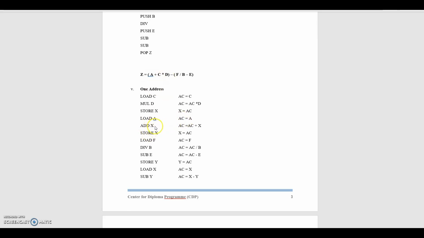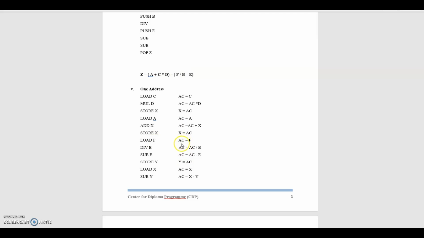And then we add x. So AC, which is the previous one, is A, as you can see here, this is A inside here, and then A will plus with x. The x that we have before is C times D here, because we store x with C times D. And then after we add it, we will get A plus C times D. We store again in x, because we want to subtract the next expression.